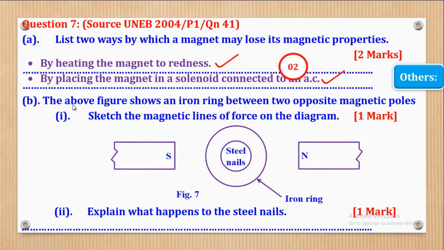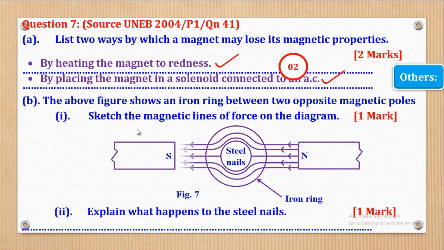Part B says that the above figure shows an iron ring between 2 opposite magnetic poles, and Roman 1, sketch the magnetic lines of force on the diagram. So those will be the lines. I think you realize that they don't penetrate the inner circle of the iron ring. If you do that, that is 1 mark for the field and 1 mark for the direction.